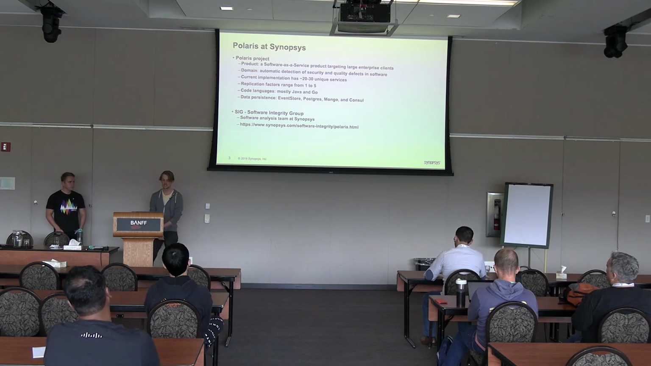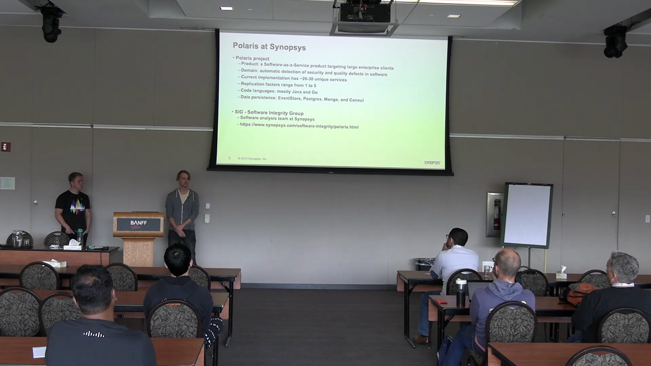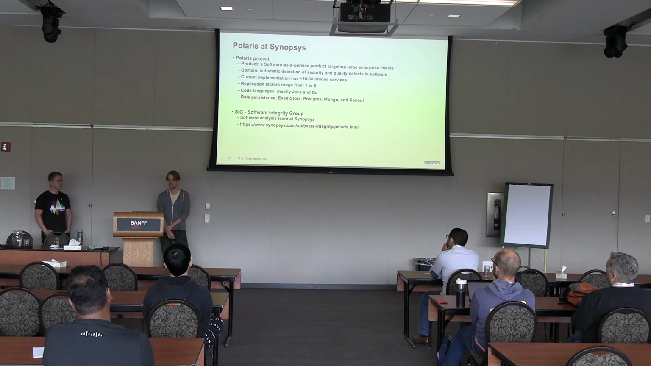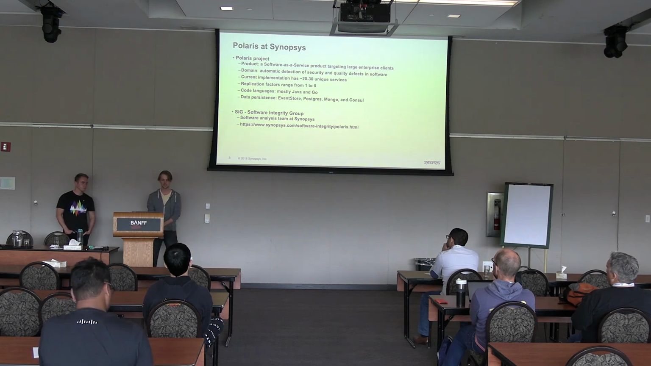The current implementation is approximately 20 to 30 different unique services with replication factors that seem to range from 1 to 5. Just to give you a feel of the scale of our web applications, I'll let you decide whether this is microservices or not. I tend to just say multi-service. Code languages, at least on the server side, are mostly Java and Go. Data persistence, Event Store, Postgres, Mongo, and Consul.